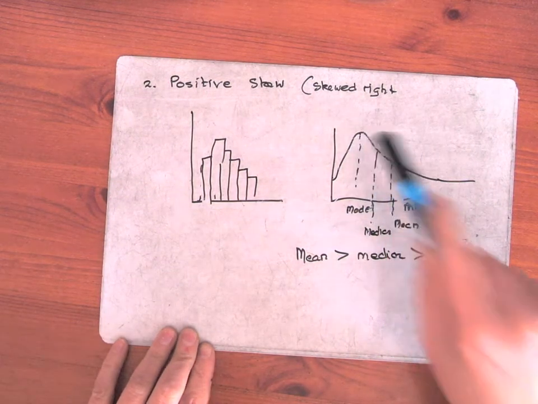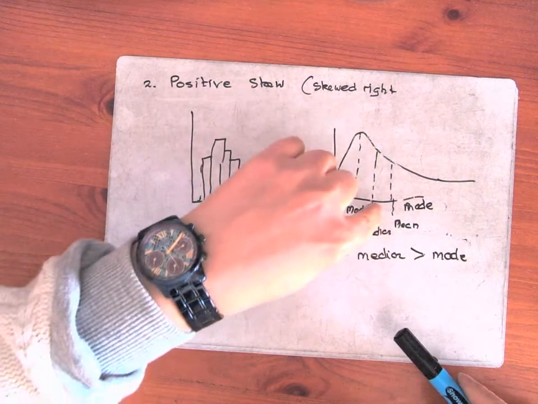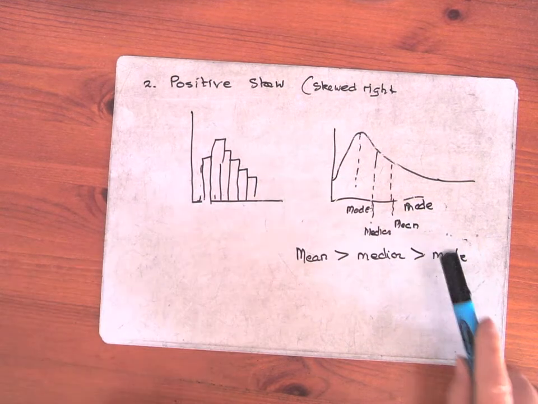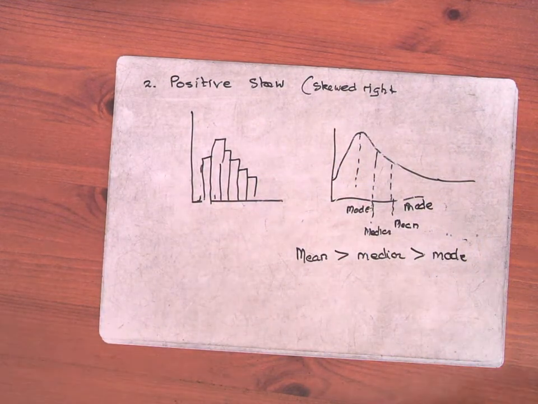Remember, the mode is the one that appears most often, so that's the peak. The mean is the average and the median is where the middle person is. So the mean is always bigger than the median, which is in turn bigger than the mode.